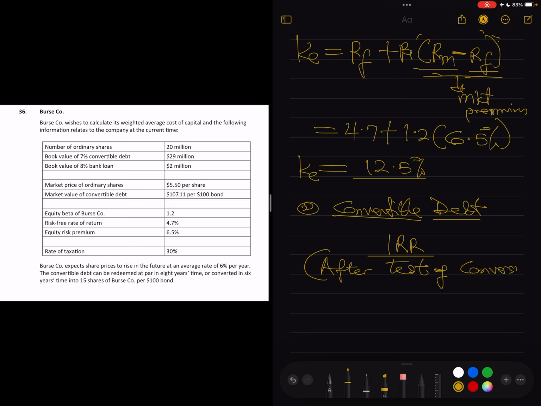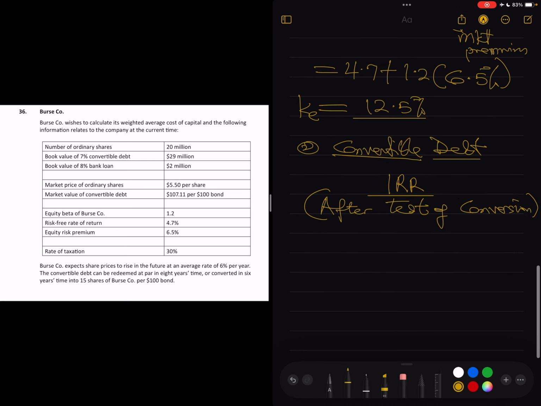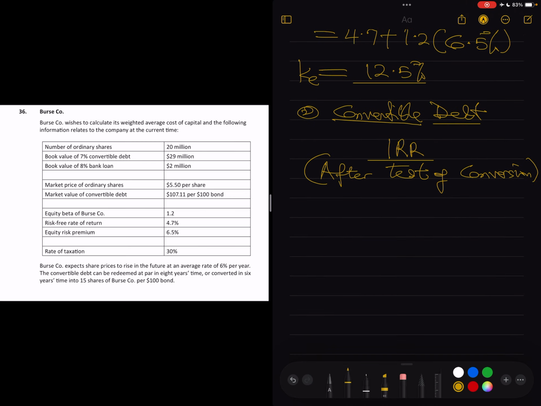Your test of conversion will tell you whether an investor will convert or not. Remember, what is convertible debt? Convertible debt is just your normal debt, but the only difference is that it has an option. Whoever has given that loan has an option to exercise. And that option is the right to convert the debt to equity. You can decide to convert that money that you have given out to equity.